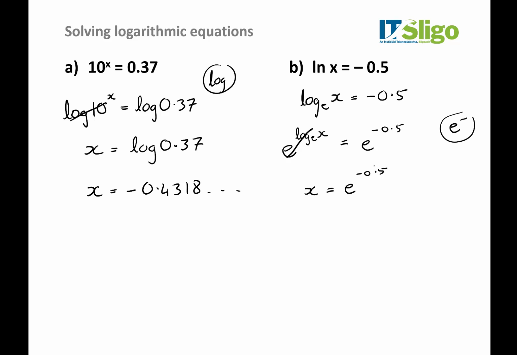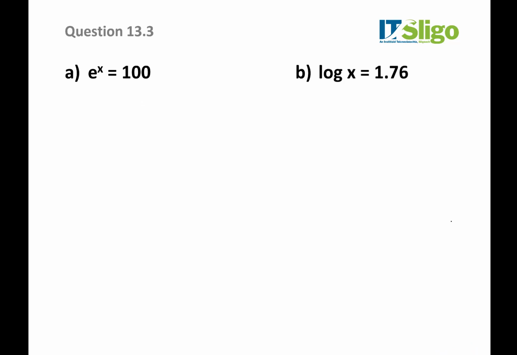And now we just get our calculators. And we get x is equal to 1.64872. And again, it goes on forever. Well, it goes on for a very long time anyway. It goes on beyond my calculator's ability to compute it. So now, in a similar fashion, here's some ones for you guys to try. So again, just pause the video, give those a go.